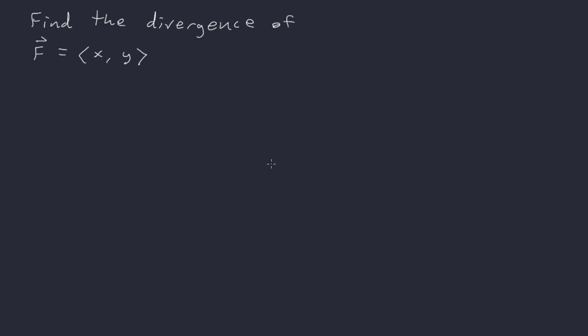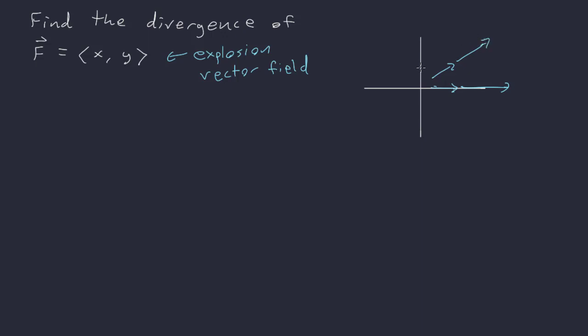Okay, let's look at some examples. This first one we should get what we expect. So we're going to start simply with the vector field capital F equals <x, y>. This is the explosion vector field. Okay, and if we remember what that looks like, basically it's sort of exploding outwards in this manner.